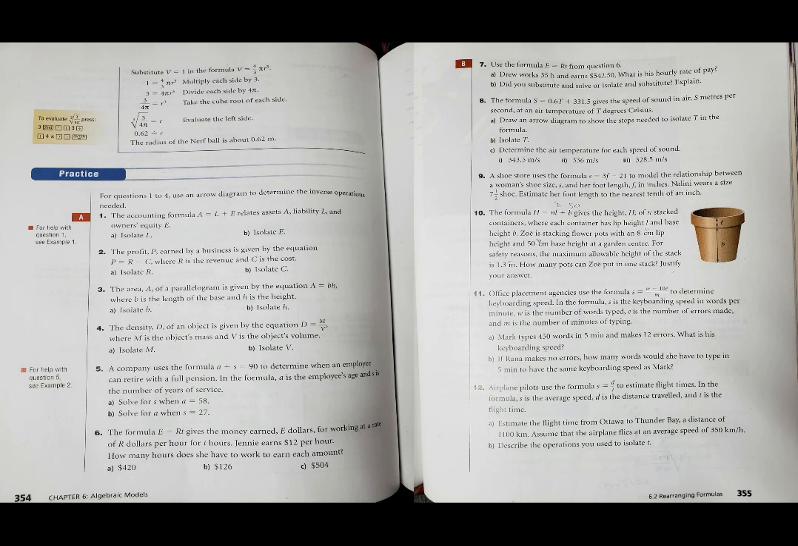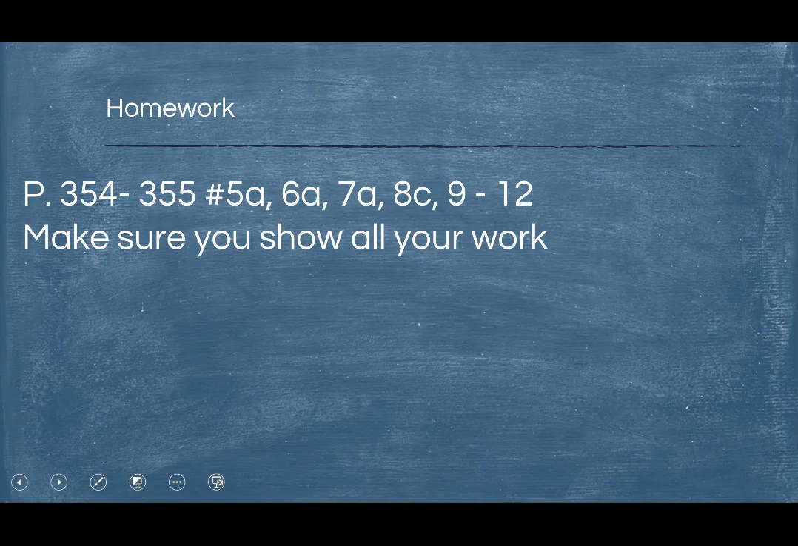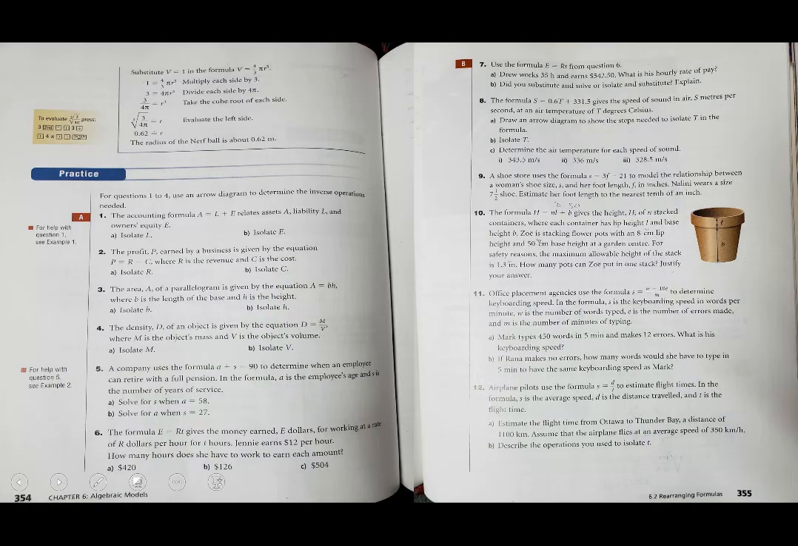And then where I really wanted you to do more was in 9 through 12 on the right side there on 355. Well, here it's on the next slide, so just to look at it. So starting on 5: 5A, 6A, 7A, 8C, and then 9 through 12. Each of them is a problem with a formula, where you're going to have to rearrange that formula to solve it. The name of the game here, the whole point, the theme of this section is solving equations. And that means rearranging those equations to solve. All right, so that's section 6.2.